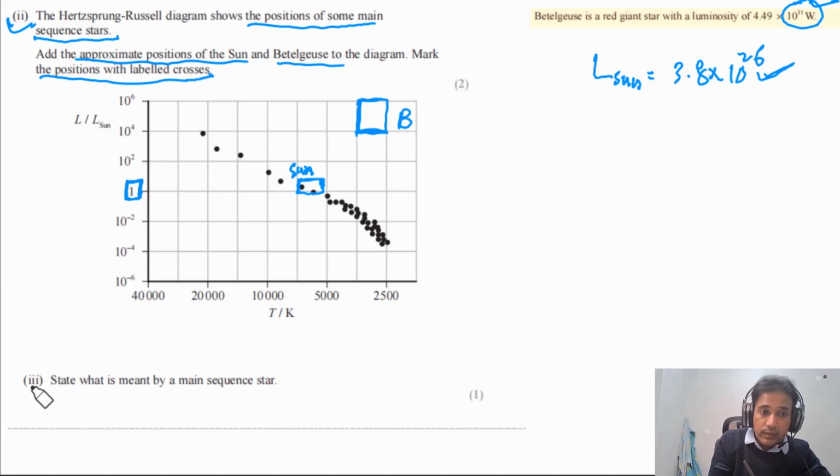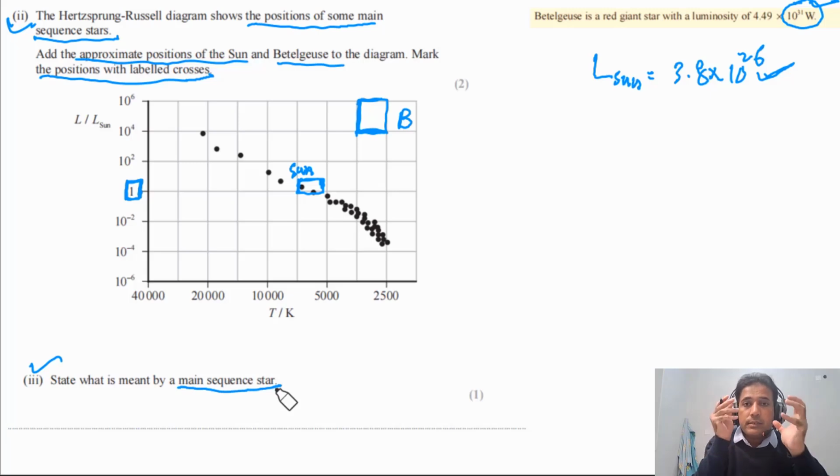Now let's go to the next part. The question is asking us to state what is meant by a main sequence star. Main sequence stars are stable, and when stars are stable they are fusing hydrogen into helium. These points you have to write down. If you write them down, you will get 1 mark.